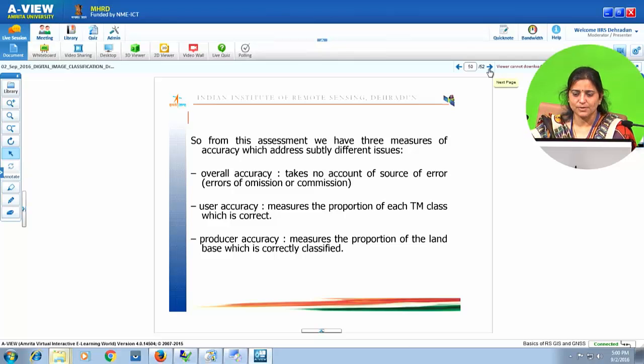So from this assessment, we have three measures of accuracy which address subtly different issues. Overall accuracy takes no account of the source of error, either error of commission or error of omission. User's accuracy measures the proportion of each thematic map class which is correct, and accounts for the error of commission. The producer's accuracy measures the proportion of the land base which is correctly classified, and includes the error of omission.